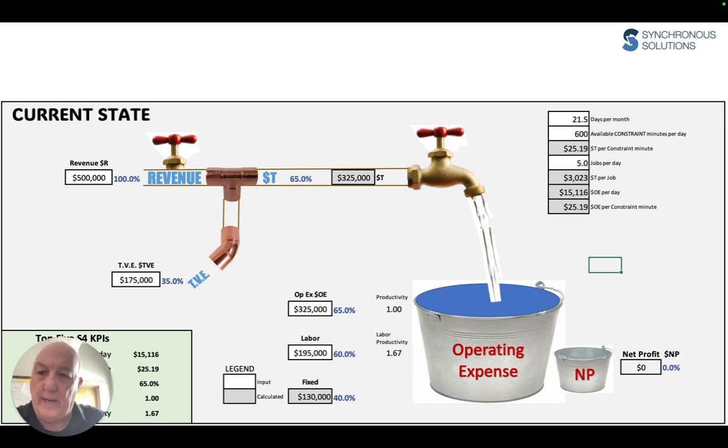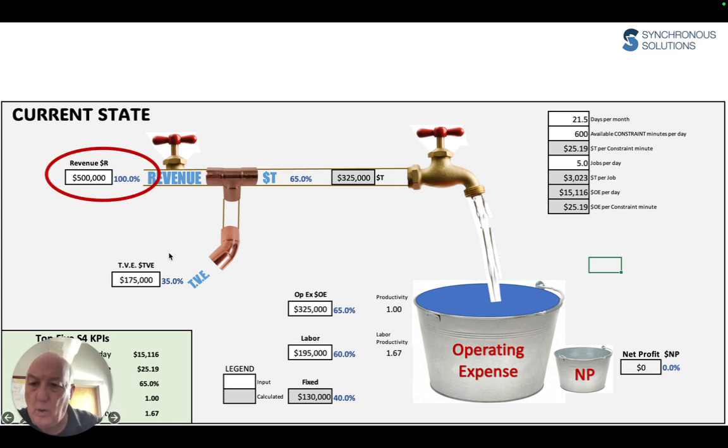We like to use a current state, future state thinking and model to do this analysis. It's the same bucket diagram, same bucket in fact. And we've set up a business here that's $500,000 in revenue per month, so it's a $6 million per year annual business. The TVE is 35%, which is roughly the industry average, leaving 65% or 325,000 T dollars. If your business's operating expense equals 325,000, then you're at break even. And this is the picture of your business. Nothing is overflowing, but good news, you're paying all your bills.